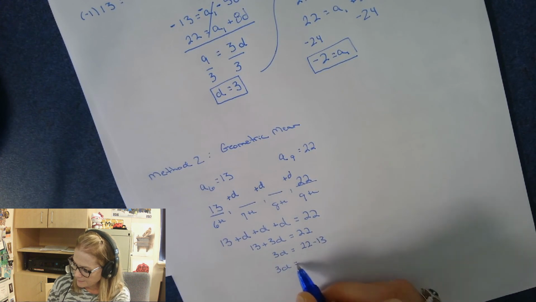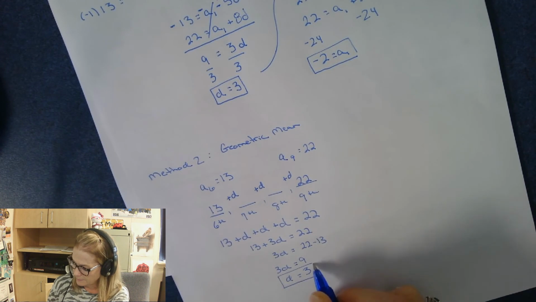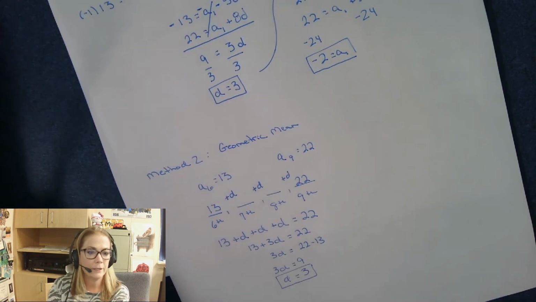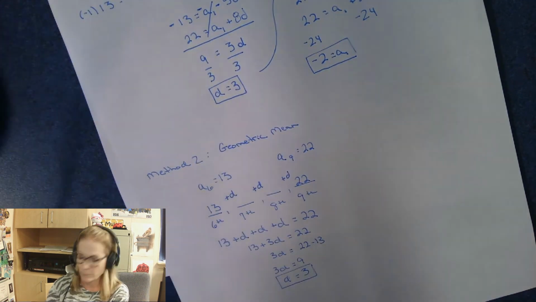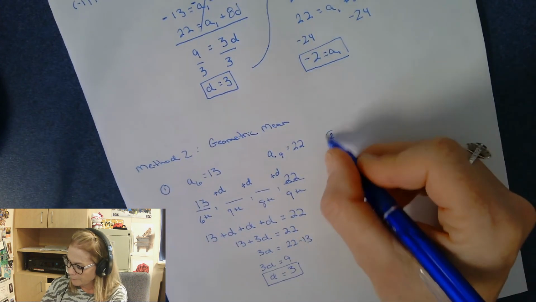3d equals 9. D is equal to 3. Okay? And so then we're going to use that in our general formula. So that's step 1 here. Step 2 would be to go to our general formula.